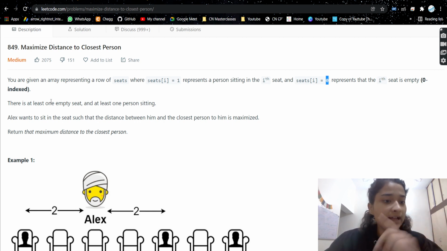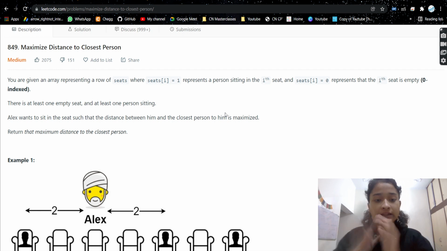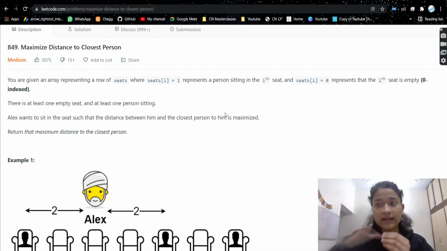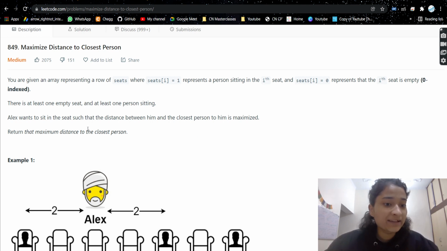So there is at least one empty seat and at least one person sitting. So there will be an empty seat and there will be a person sitting in that row. And Alex wants to sit in the seat such that the distance between him and the closest person to him is maximized. Right? Means the distance between Alex and the person which is next to Alex, that distance should be maximum. Means Alex wants to sit as far as possible. Right? So we need to return the maximum distance to the closest person.